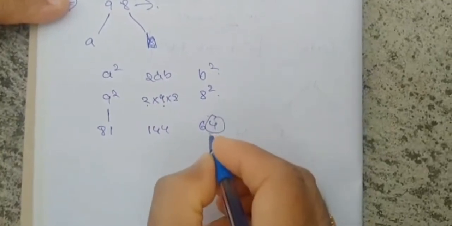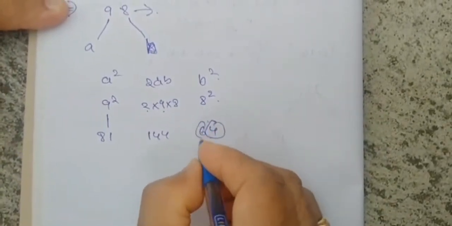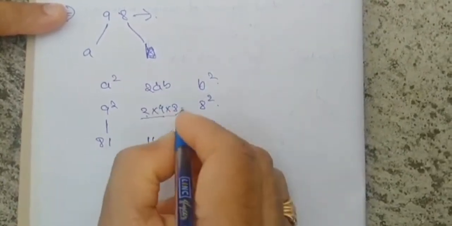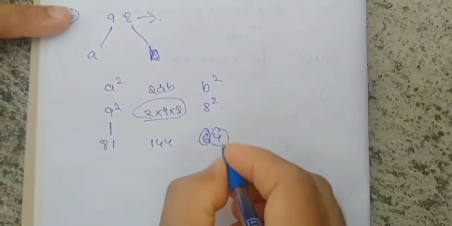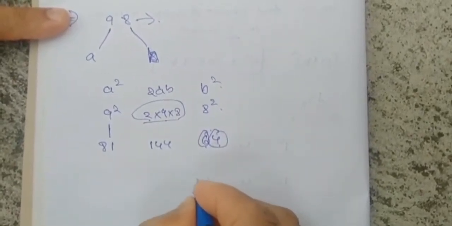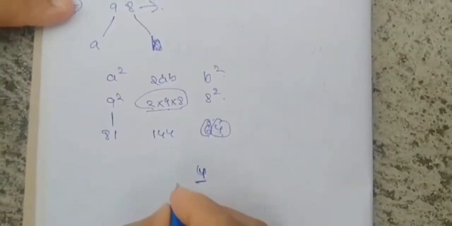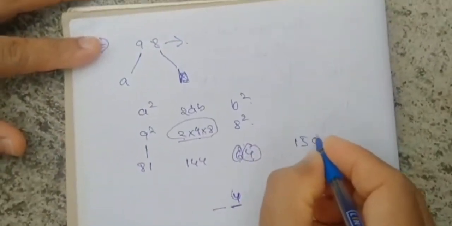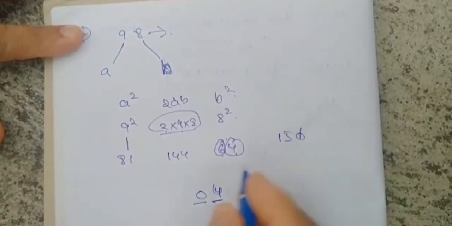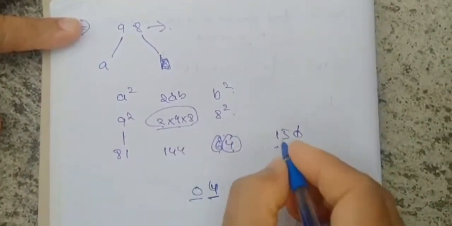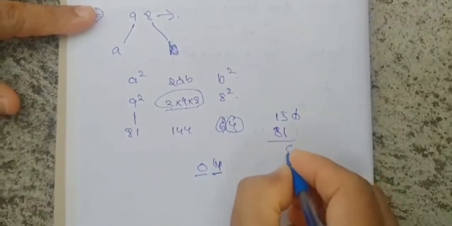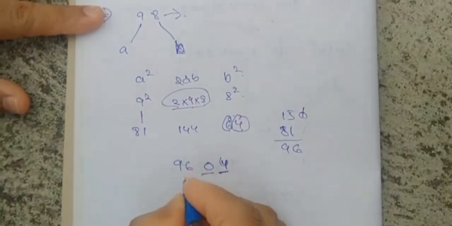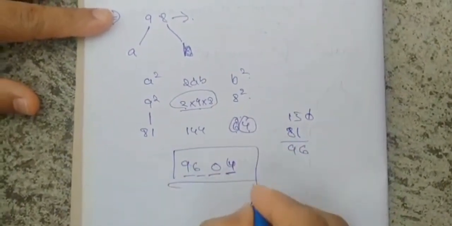So we got a 2-digit number. Whatever we got in the tens place, we need to carry forward to the 2ab. So we place the units digit in the units place, that means 4. After that 144 plus 6 is 150. So 0, and 15 is carried. So this 15 is carried to 81, giving 96. So 9604. The final answer is 9604.